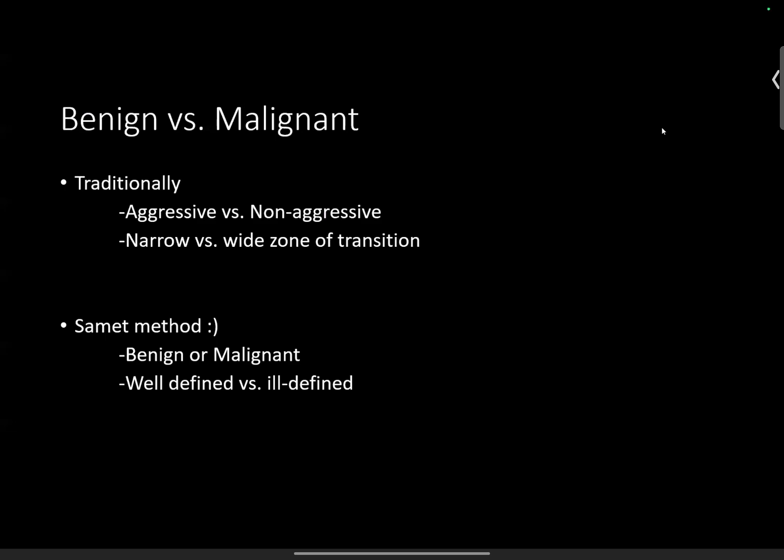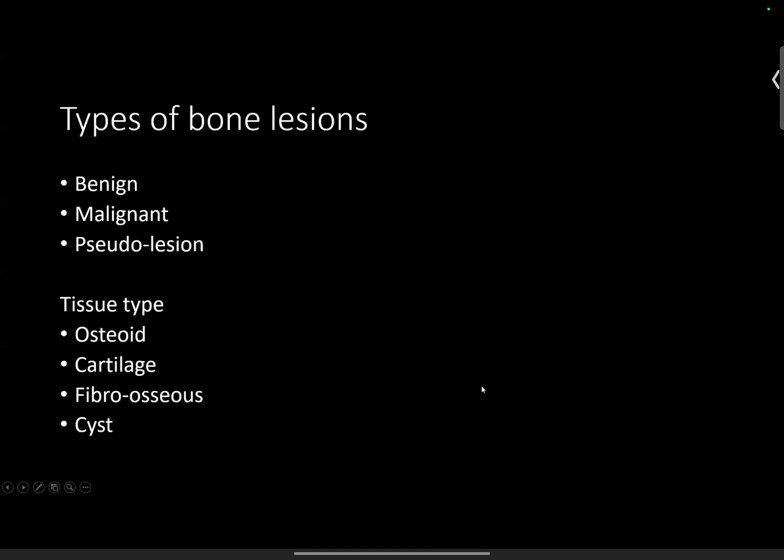Can you clearly see the margin of the lesion with the rest of the bone? Or does it kind of blend in? You can't really see where it starts and stops. Well-defined will be more of a benign feature, whereas ill-defined is more of a malignant feature. So before we go into facing an unknown lesion, you do have to memorize a bunch of bone lesions. You have to just know a lot of bone.